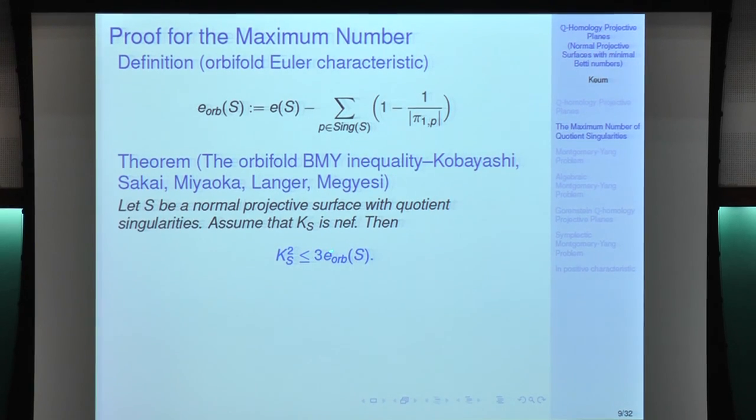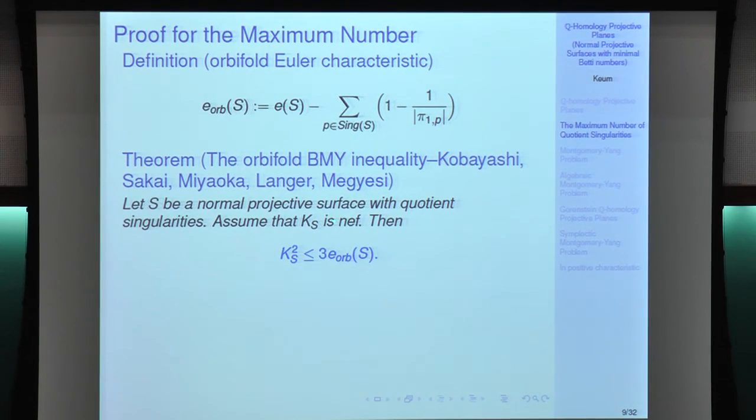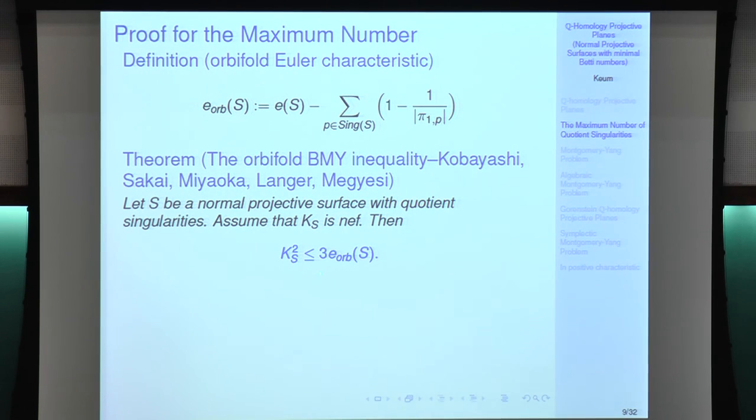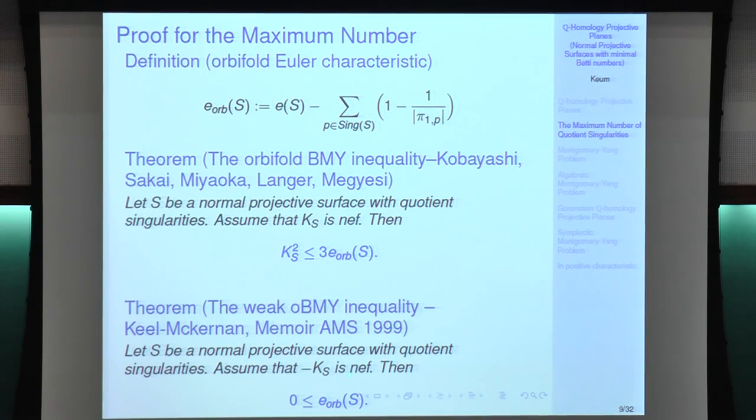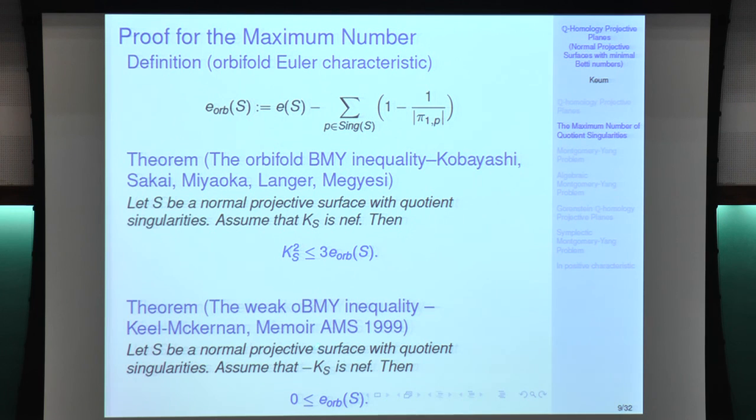So certainly this is not true, it doesn't hold for a ruled surface. In this case, this is non-negative. So the corollary is that this number is always non-negative, and this already bounds the number of singularities. Here is another version, in the case when negative K_S is nef. In this case, this is non-negative. So in any case, we have that this orbifold Euler number is non-negative.